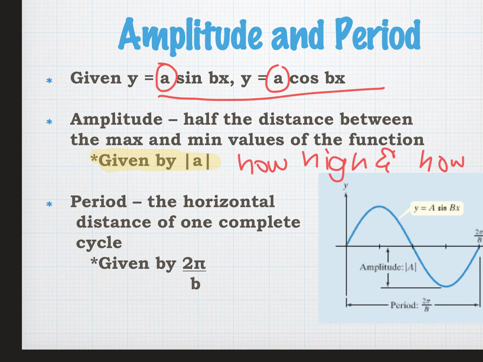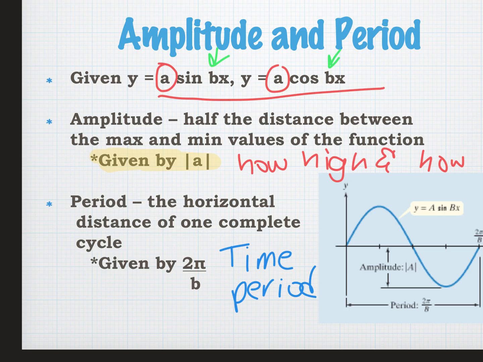The b value, this is your b value here. It is the number that is in between your trig function and your x value. It's always attached directly to the x. That's how you figure out the time period. Your time period is right here, that over which you're looking at. It's going to be 2 pi divided by b.